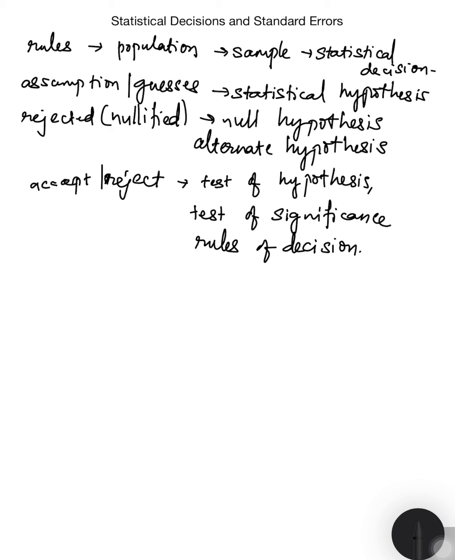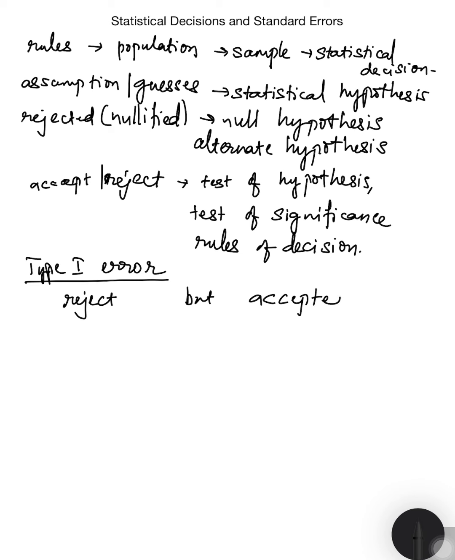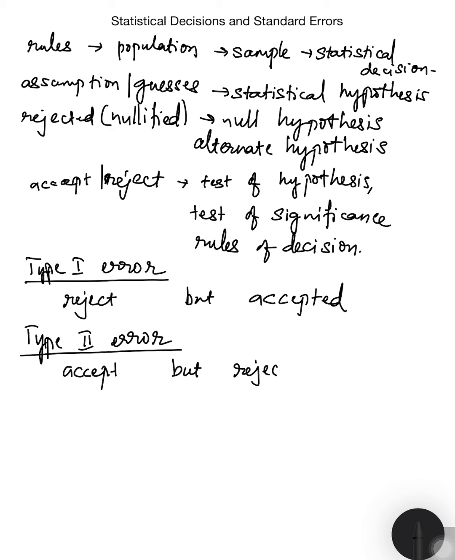Next, we will look at the standard errors. There are mainly two types of standard errors. One is type 1 error. By an error of judgment, suppose we reject a hypothesis, but it should have been accepted. Then we say that type 1 error has happened. And then comes type 2 error. By an error of judgment, suppose we accept a hypothesis, but it should have been rejected. Then we say that type 2 error has happened.